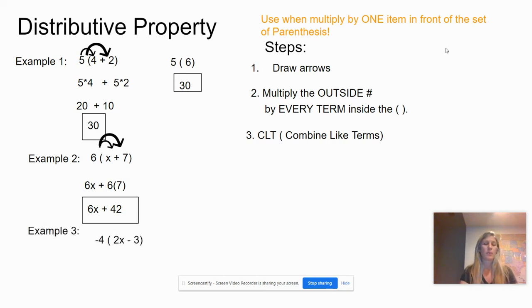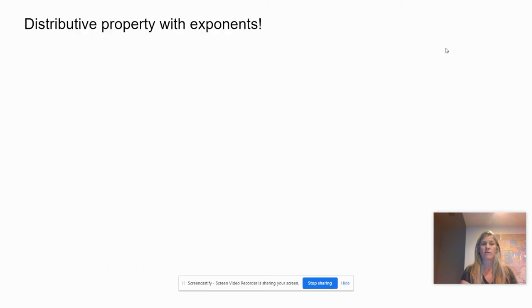Here's our third example. Negative 4 times the quantity 2x minus 3. We're going to multiply negative 4 times 2x and negative 4 times negative 3. Make sure you include the sign to the left of the number. So that has negative 4 times 2x plus negative 4 times negative 3. Negative 4 times 2x is negative 8x, and negative 4 times negative 3 is positive 12.